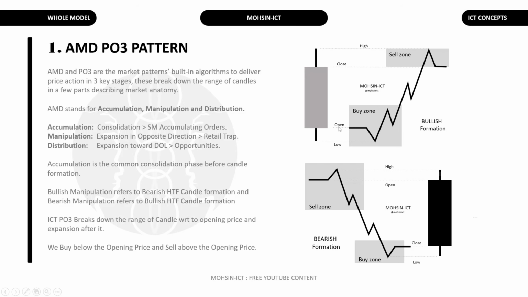If you look at the depictions here, you can see this is our higher time frame formation right here, and this is our lower time frame structure. You can see after the accumulation right here, we do the bearish manipulation, and a bearish manipulation refers to bullish formation on our higher time frame. We buy below the opening price or near the opening price and sell above the opening price. If we are bullish, we're gonna look for this formation on our lower time frame with bearish manipulation. If we are bearish, we need a bullish manipulation just like this and then drop down, and we will sell near the opening price, near the sell zone toward our draw on liquidity.